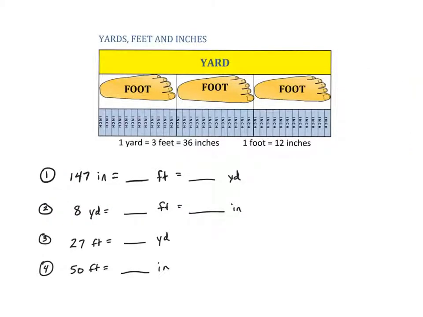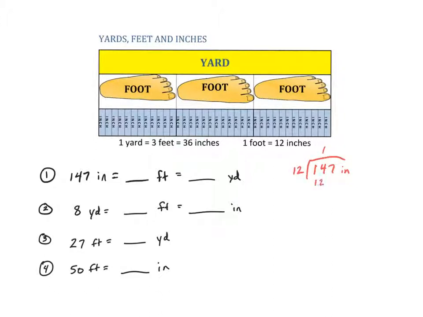Problem number 1 says 147 inches is how many feet, and that's equal to how many yards. So the first thing I'm going to do is look at this and say, okay, I have 147 of these small inches. I'm trying to figure out how many feet that is equal to. Well, it takes 12 inches to make 1 foot. So I can take my 147 inches and subtract 12 of them and exchange it for a foot, and then subtract 12 of them and exchange it for a foot, and keep doing that over and over again. Or I can do the faster version of that, which is division.